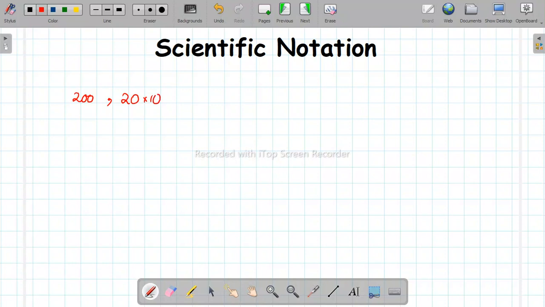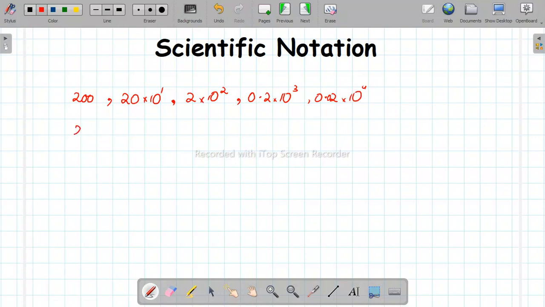20 into 10 raised to the power 1, right? I can write it as 2 into 10 raised to the power 2. I can write it as 0.2 into 10 raised to the power 3. I can write it as 0.02 into 10 raised to the power 4, and I can keep on increasing this power, right? While shifting this decimal to the left. By the way, it has to be another 0 here, right?